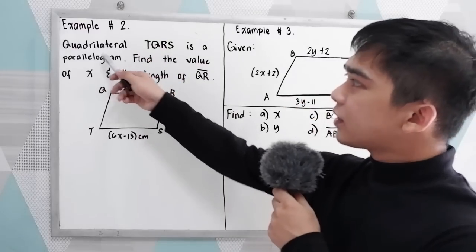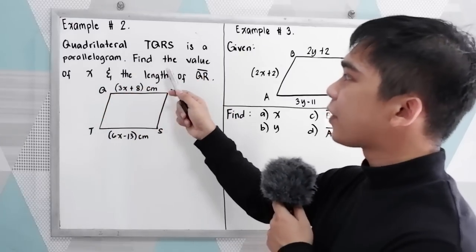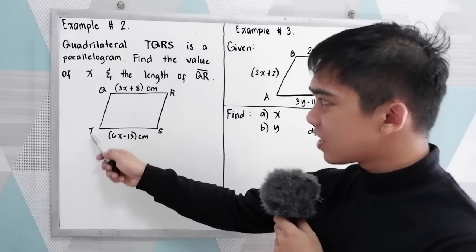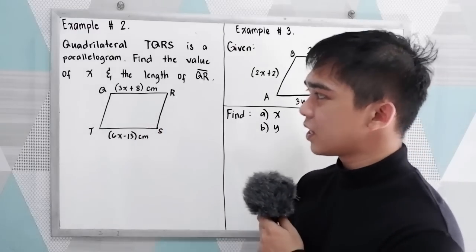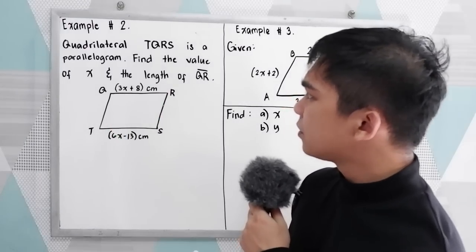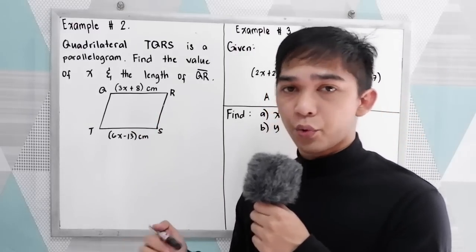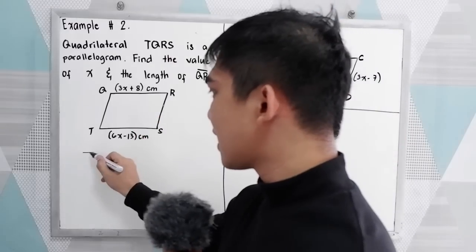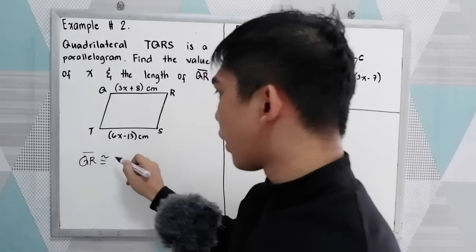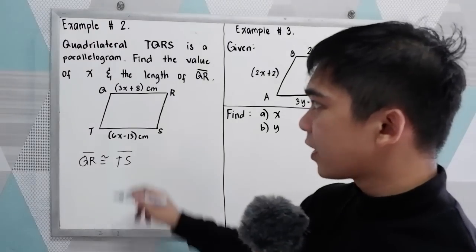Number 2, quadrilateral PQRS is a parallelogram. Find the value of x and the length of QR. So we have here the parallelogram, and the given length of each side. Now, this is a parallelogram. Property number 1, opposite sides are congruent. So we know that QR is congruent to TS. Okay.